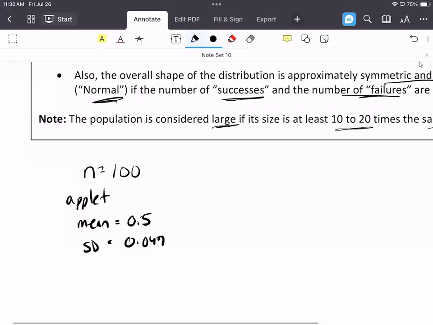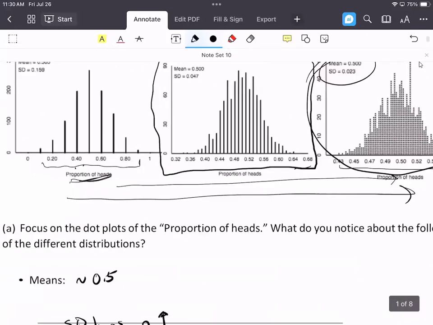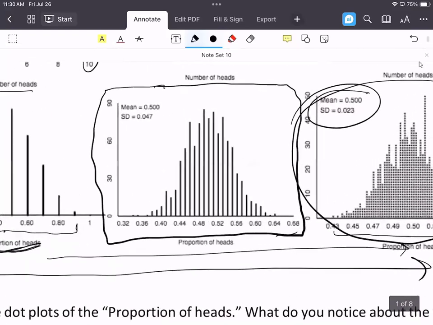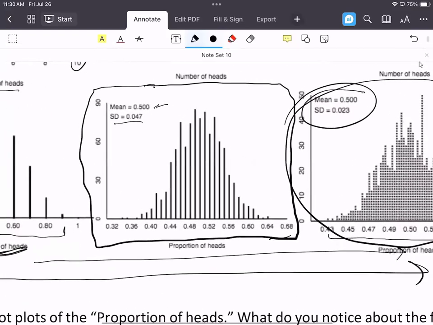This is based on the applet. It did the calculation for us. These are our summary statistics here. If I ran it again, would I get exactly the same standard deviation? No, because remember, samples vary. We've seen this many times as we've been going along, back to when we were dealing with Sarah.